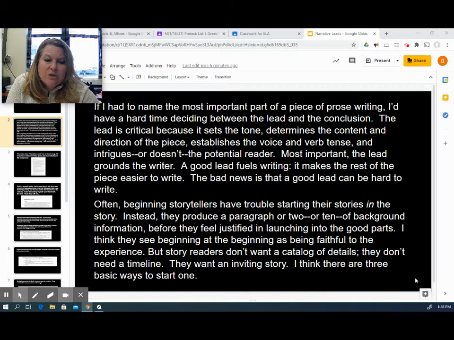But story readers don't want a catalog of details. They don't need a timeline. They want an inviting story. I think there are 3 basic ways to start one.